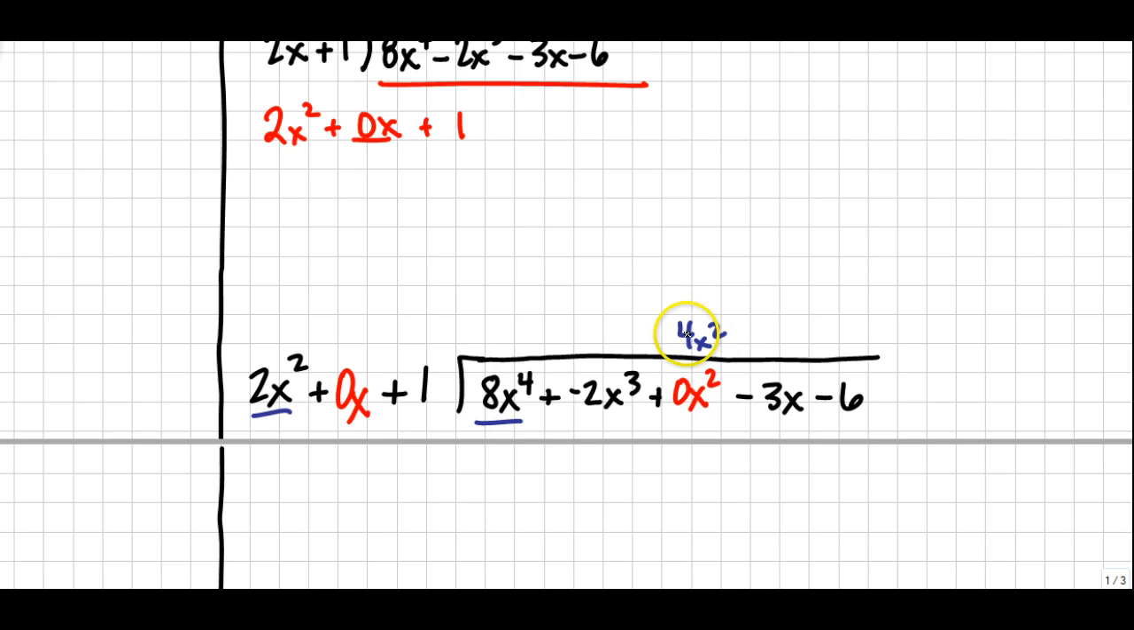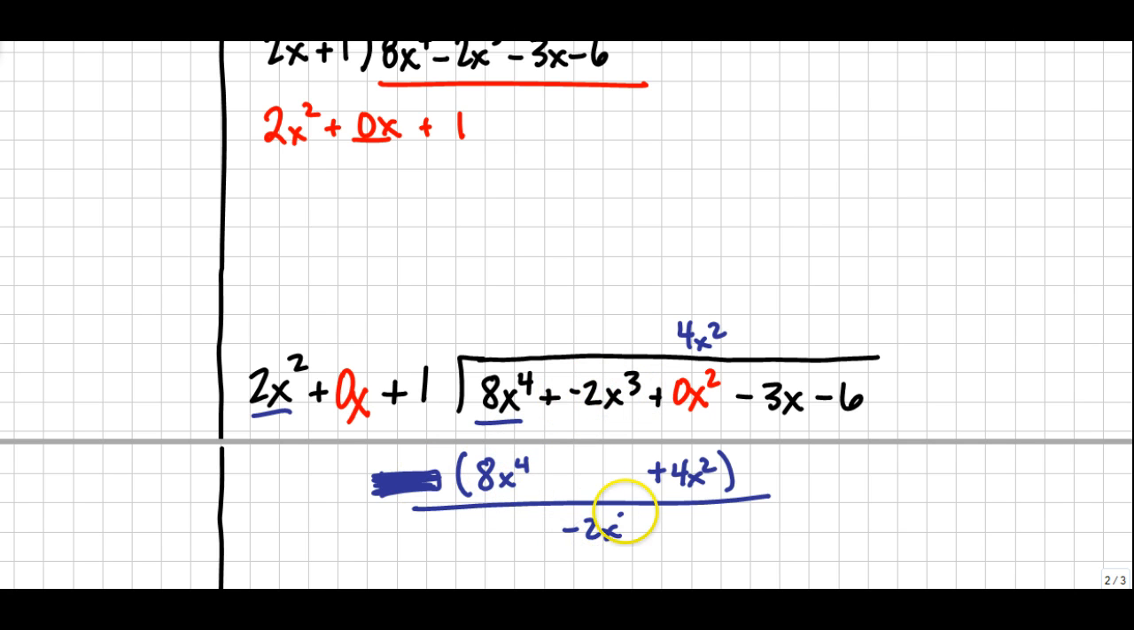Now we multiply. 4x squared times 2x squared. 4 times 2 is 8. X squared times x squared is x to the 4. Keep going. 4x squared times 0x is 0. 4x squared times 1 is positive 4x squared. Now I'm going to subtract. Big subtraction sign. 8x to the 4th minus itself is nothing. Negative 2x cubed minus nothing is negative 2x cubed. Excuse me, that should have been a cubed. And 0 minus 4x squared is going to be negative 4x squared.